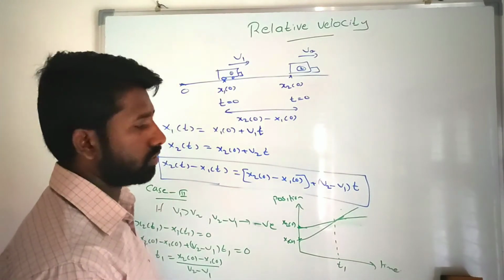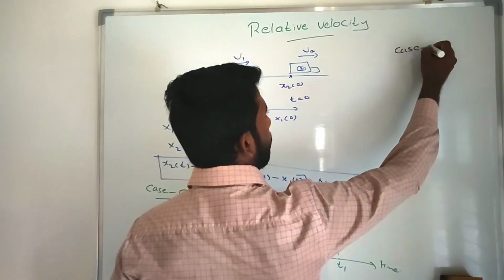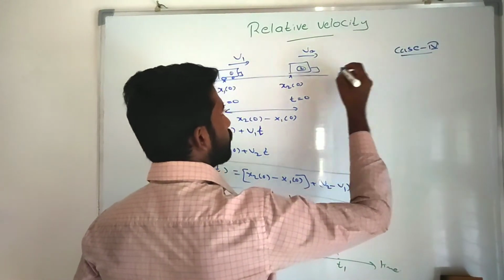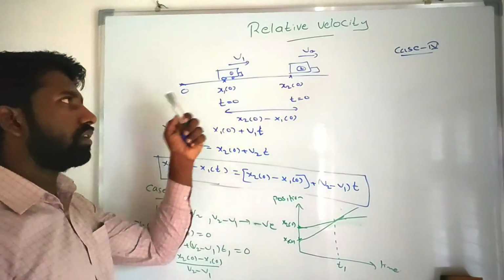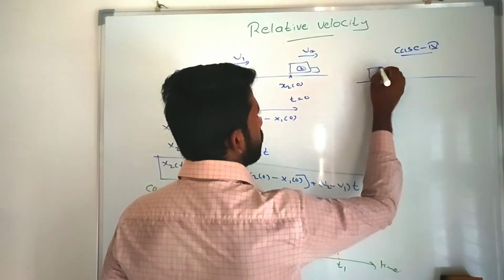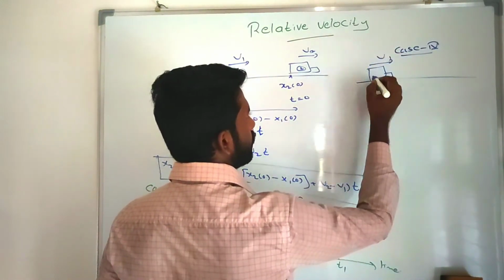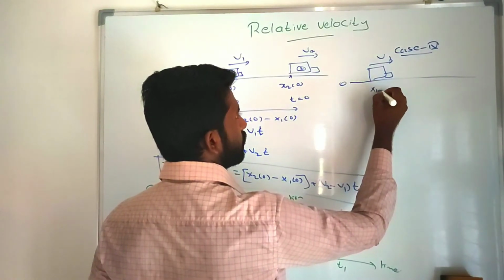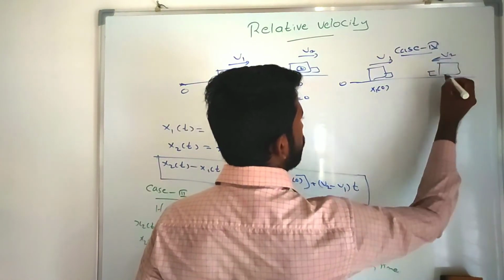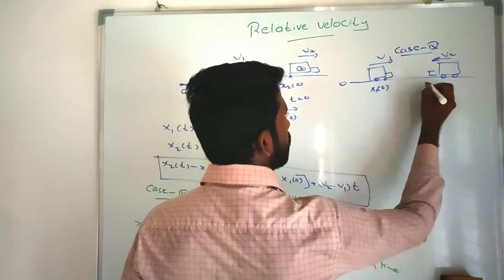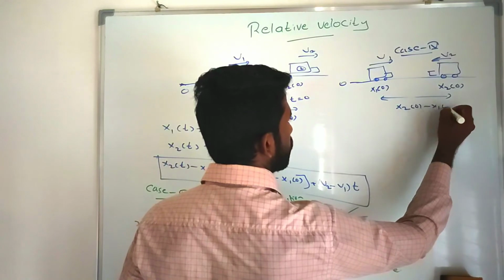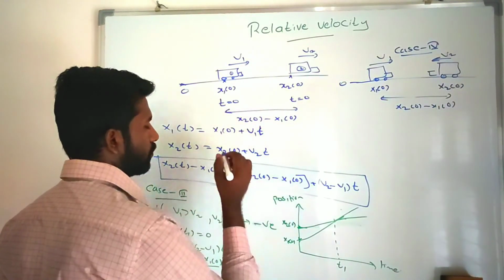Now we will see case 4. In case 4, these two bodies are moving in the opposite direction like that I am considering. That means I am changing the diagram. The first body moves with the velocity v1. This is the origin. Initial position is x1 of 0. This is the second body. It moves with the velocity v2 and initial position is x2 of 0. Initial distance is x2 of 0 minus x1 of 0. Clear? Okay.